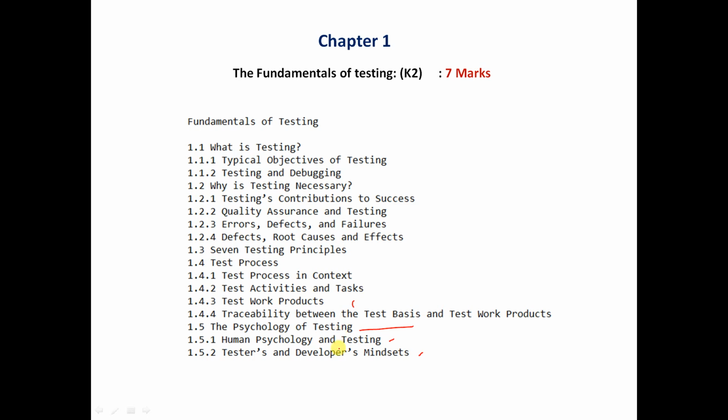This is the final video in this chapter on the fundamentals of testing. This is the last topic, that is, psychology of testing. In the psychology of testing, you will be learning two topics. One is human psychology and testing, and the other is testers' and developers' mindset. So at the end of this video, you will come to know what the mindset of developers and testers would be, and, being a tester, how your mindset should be. These are the two things that will be clear at the end of the video.